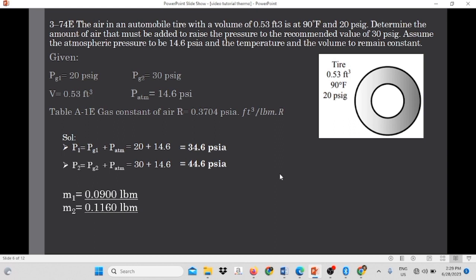Since I already showed how we get mass 1 and mass 2, we're going to find the amount of air using the equation: change in mass is equal to mass 2 minus mass 1. So 0.1160 pound minus 0.0900 pound, our amount of air is 0.0260 pound.